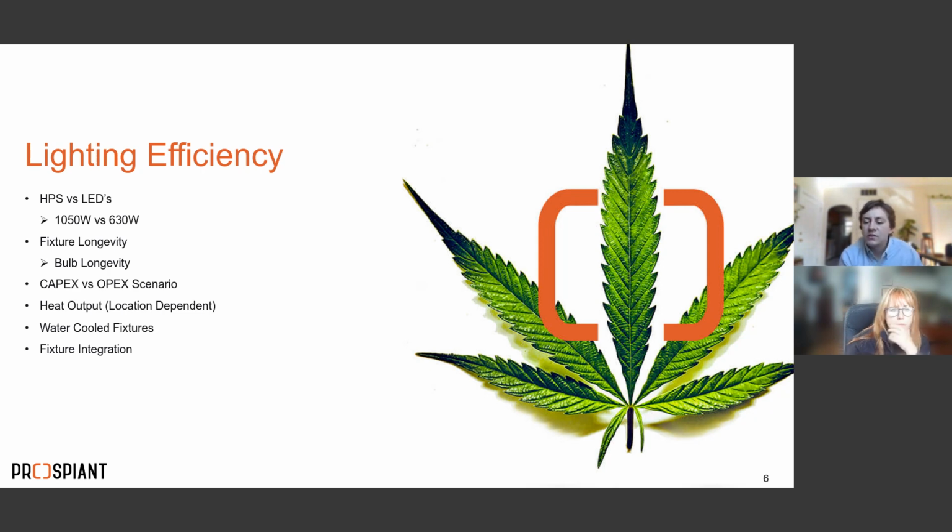Everybody's done their own research. Everybody is pretty familiar with this side, but how much have you really factored it into your sustainable business success? If you're using HPS lights versus LEDs, you're going to have that higher OpEx, but it could also be location dependent.